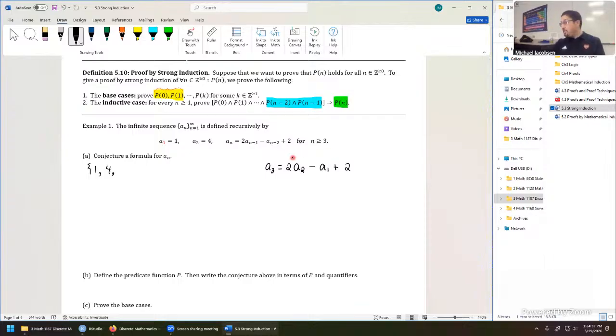Now we can plug in values. This is going to be 2 times, we have a value for A2, 4, minus A1, which is 1, plus 2. So this is 8, plus 2 is 10, minus 1, is 9. So that's our third term. There's infinitely many more. But so far with 1, 4, 9, I wouldn't notice any patterns at the moment.